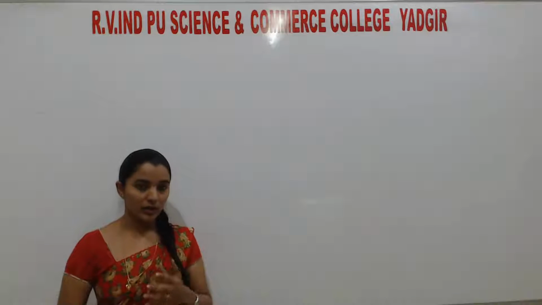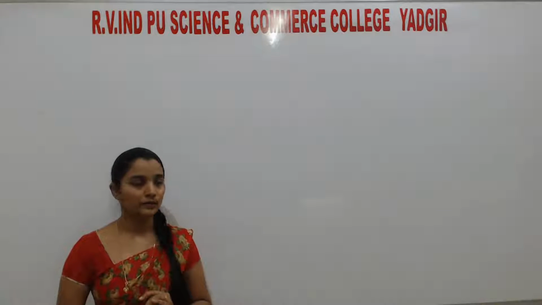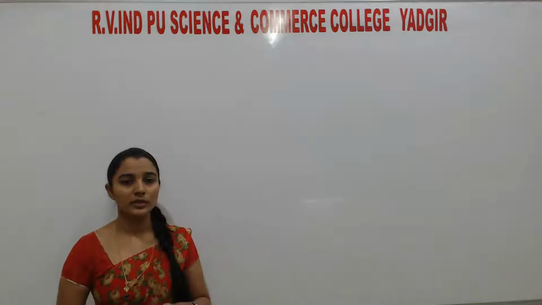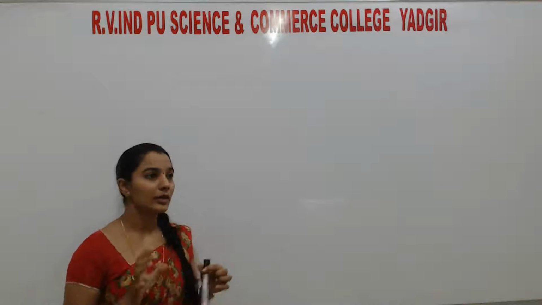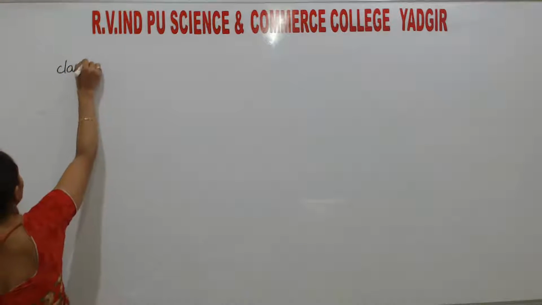What are we studying? Haloalkanes, haloaryls, alcohols, phenols and ethers, and next aldehydes, ketones, carboxylic acids, and also amines. So let's discuss the classification one by one.